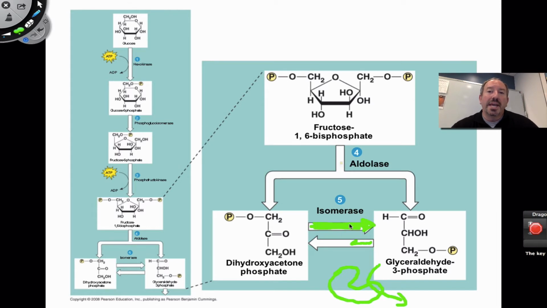So what I'm getting at is this. Though step 5 converts DHP and GAP back and forth, the truth is that for all intents and purposes, at the end of step 5, going into step 6, and I'm going to emphasize it in red here, what you really have are 2 glyceraldehyde phosphates. You basically have two of these, because this is converted. I hope that makes perfectly good sense.